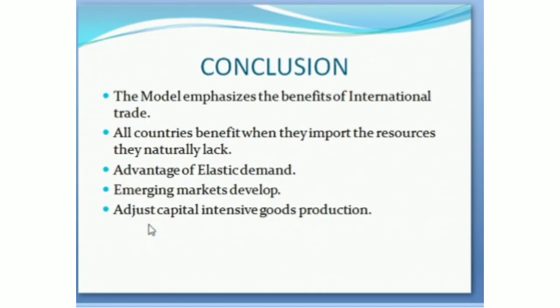Conclusion. This model emphasizes the benefits of international trade and the global benefits to everyone when each country puts the most effort into exporting resources that are domestically naturally abundant. All countries benefit when they import the resources they naturally lack, because a nation does not have to rely solely on international markets. It can take advantage of elastic demand.